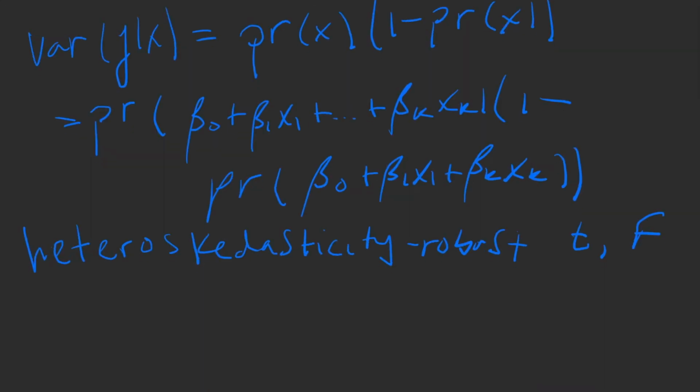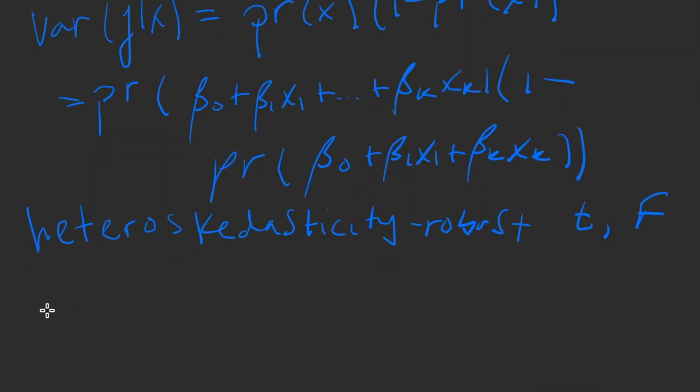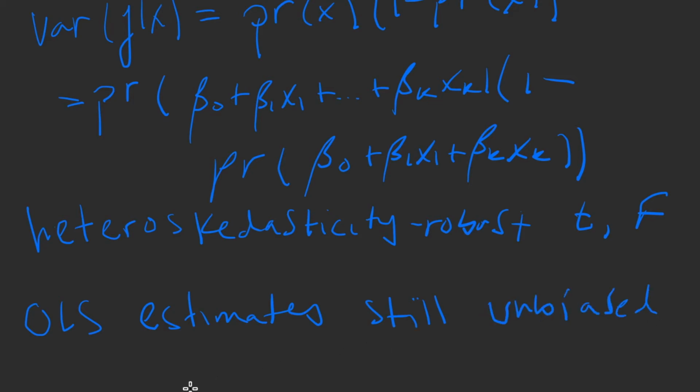Importantly, OLS for the binary dependent variable models using the linear probability model, the OLS estimates for this model are still unbiased as long as we satisfy the first 4 multiple linear regression assumptions. Right? We do not need homoscedasticity for our OLS estimates to be unbiased.